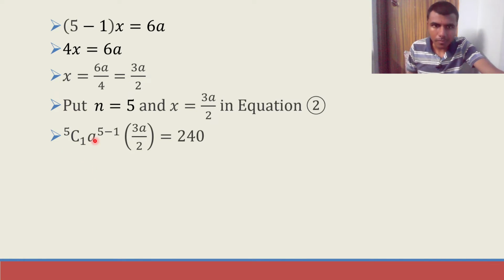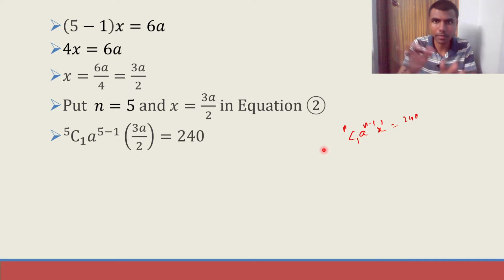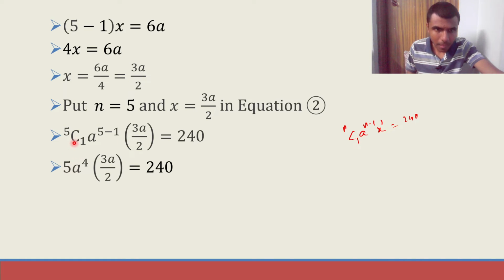Our equation 1 was nC1 a power n minus 1 into x power 1 is equal to 240. In place of n, I put 5. So I get 5C1 into a power 5 minus 1, and x is 3a by 2, so (3a by 2) power 1 is equal to 240. For your reference, I'm writing it again. Now, basic simplification: 5C1 is 5, and a power 5 minus 1 is a power 4. Now 3a by 2 equal to 240.